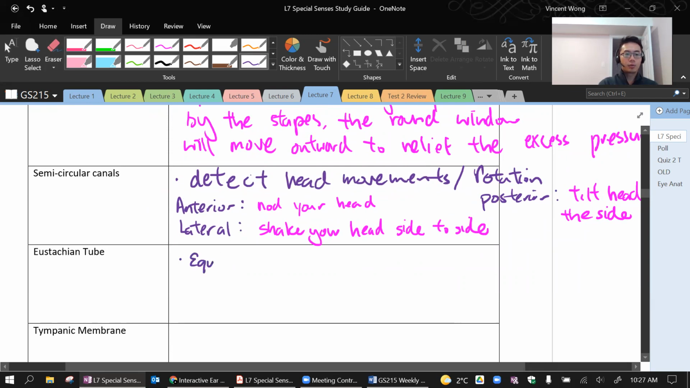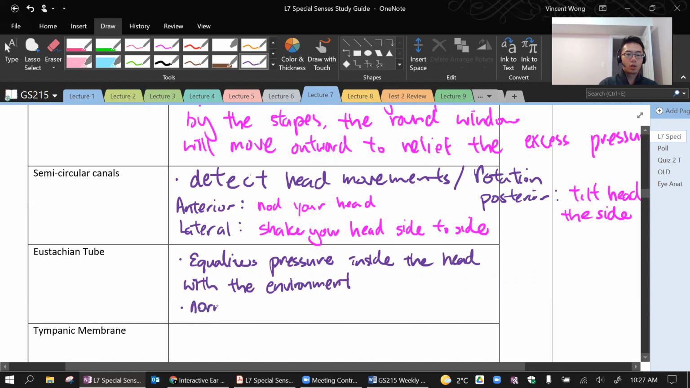Eustachian tube too. It equalizes pressure inside the head with the environment. Okay, normally closed, but will open when we swallow, during swallowing.